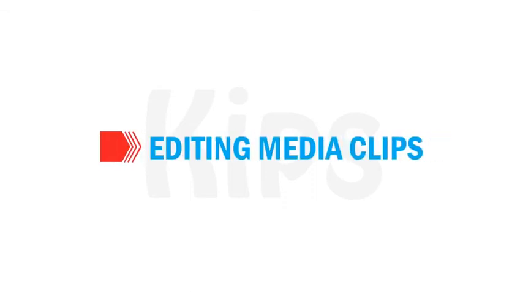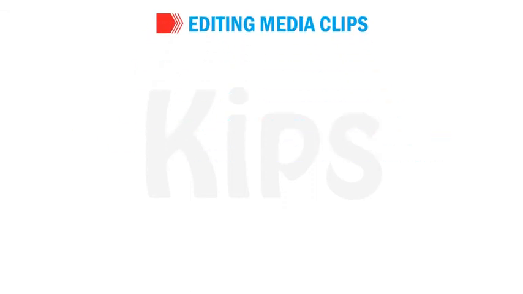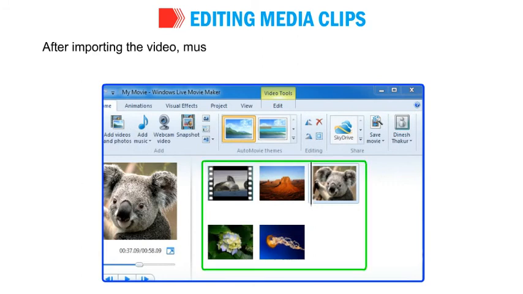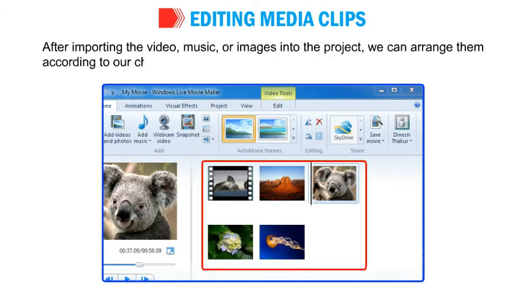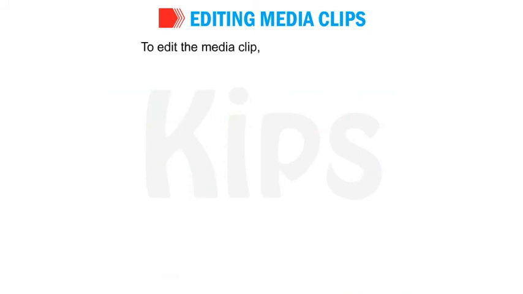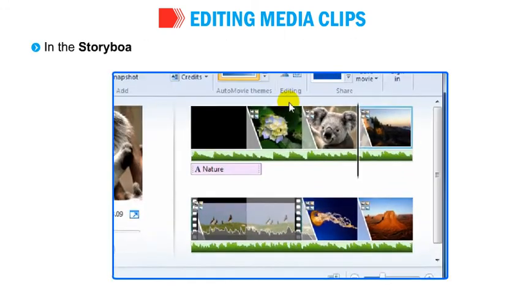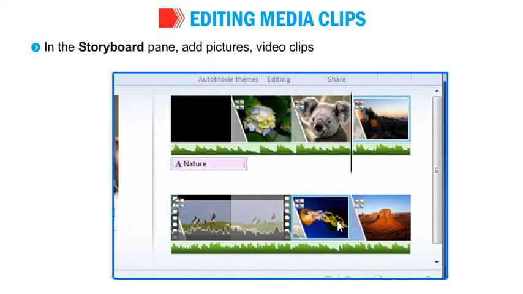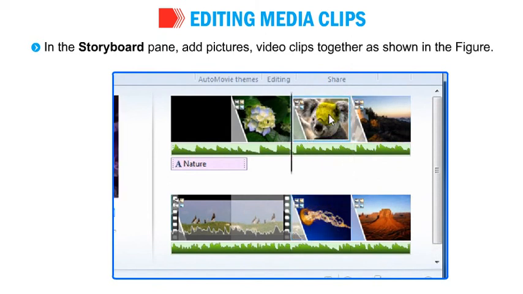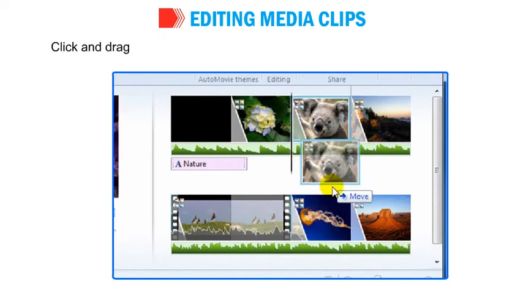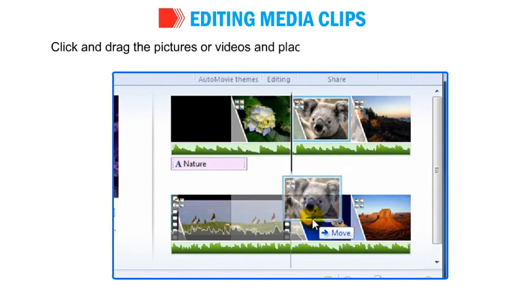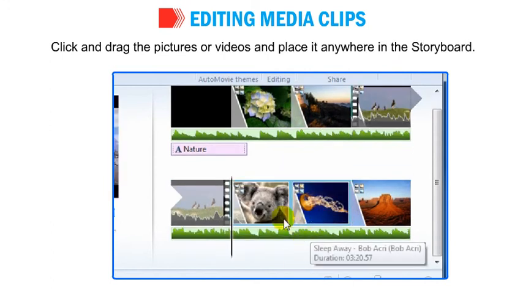Now let us talk about editing media clips. After importing the video, music or images into the project, we can arrange them according to our choice in the Storyboard pane. To edit the media clip, follow the given steps. In the Storyboard pane, add pictures, video clips together as shown in the figure. Click and drag the pictures or videos and place them anywhere in the storyboard.